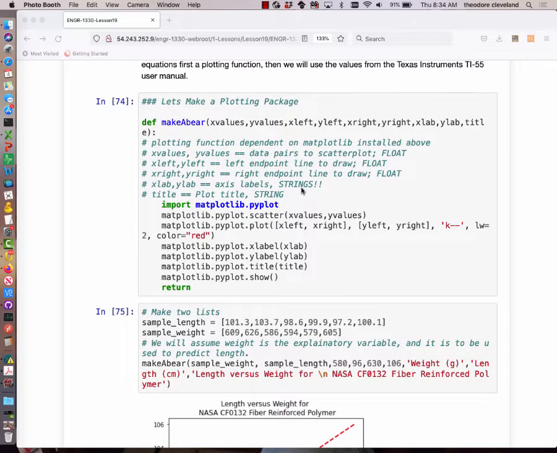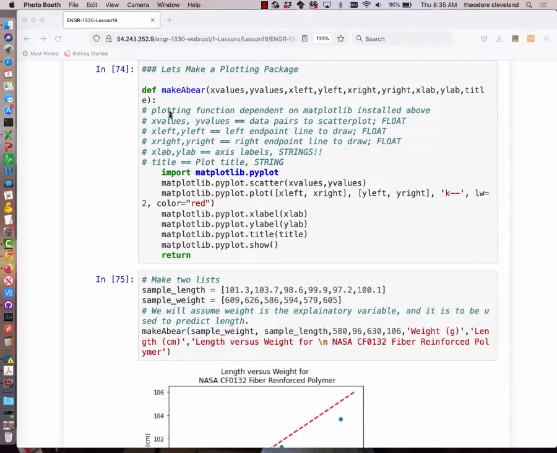So in doing this example, let's first make a plotting package. And the name of this plotting package today is, we went to the mall and we went to the Build-A-Bear shop and we bought the Make-A-Bear package. So Make-A-Bear takes a list of x values and y values, and that will be rendered as a scatter plot. It takes an xy point on the left side, an xy point on the right side. It's going to draw that as a straight line, and then some information on labels and titles. And we have this nice comment block that tells us what each piece is.